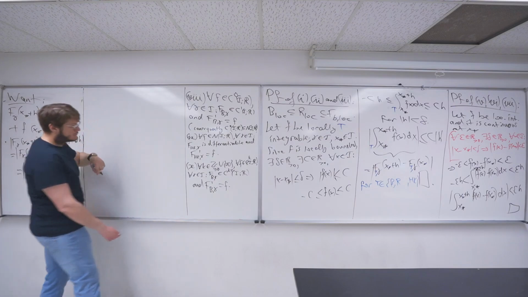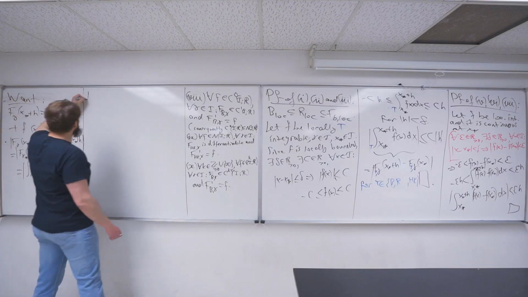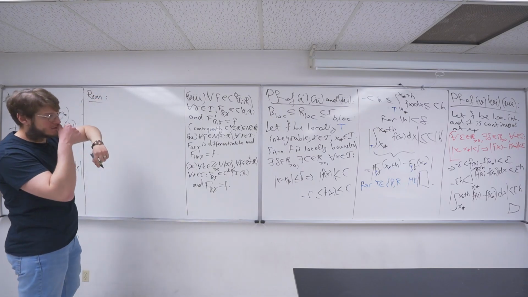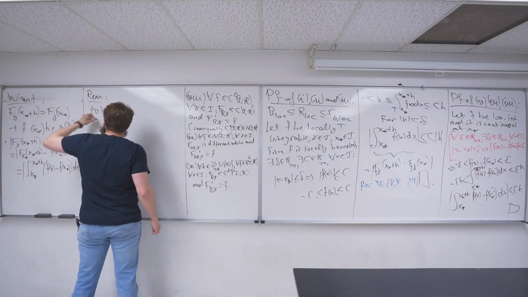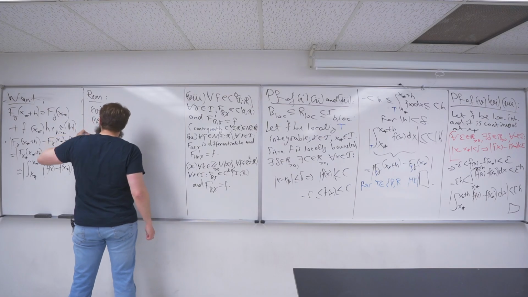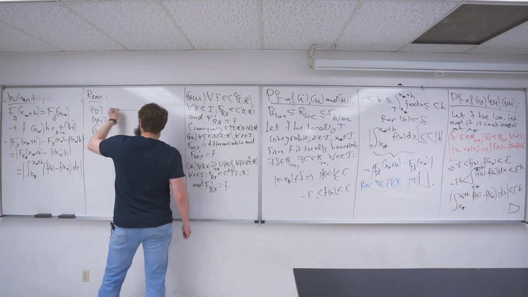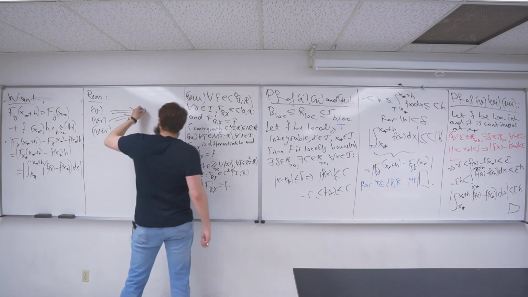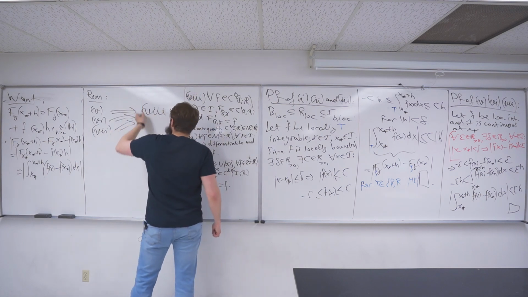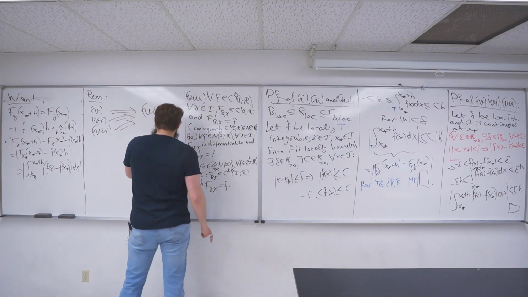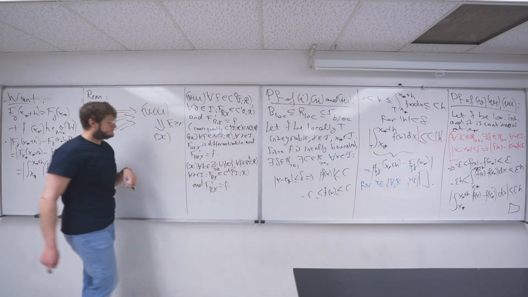Okay, I'll write this. So remark: 5, 6, 7. Any one of these implies this. And then I'm going to leave this to you as an exercise. This implies this, and vice versa, by induction.